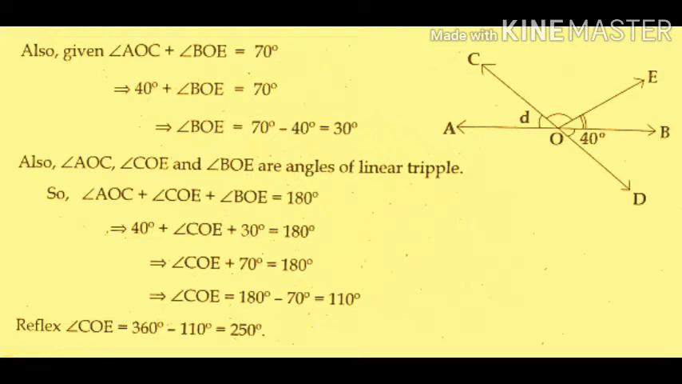Next step, angle BOE is equal to 70 degrees. Transposing 40 degrees to the right side of the equation, it becomes minus 40 degrees. After subtracting, we get 30 degrees.